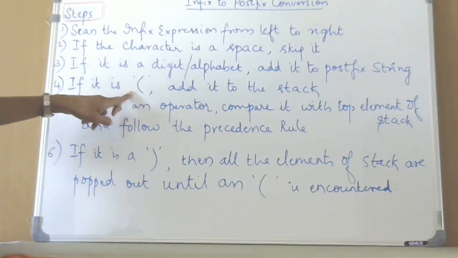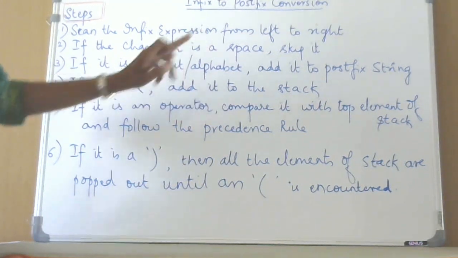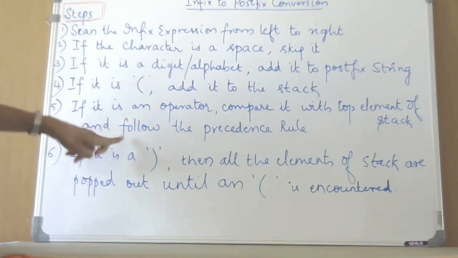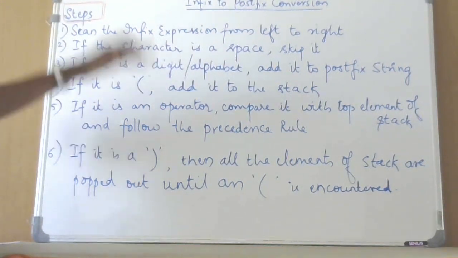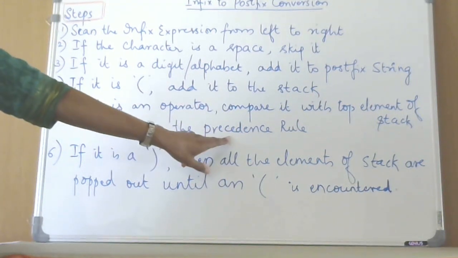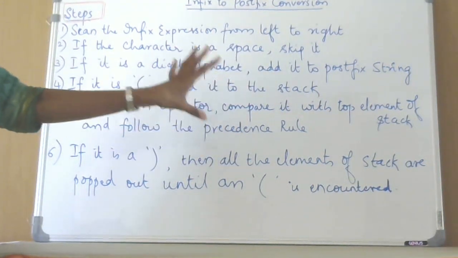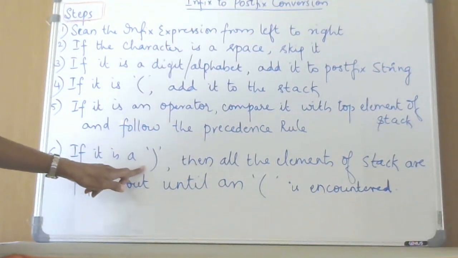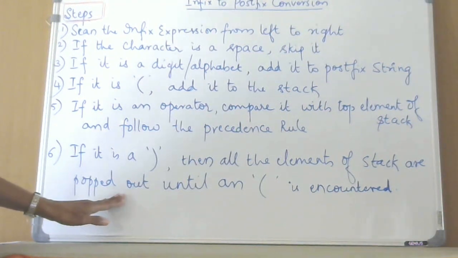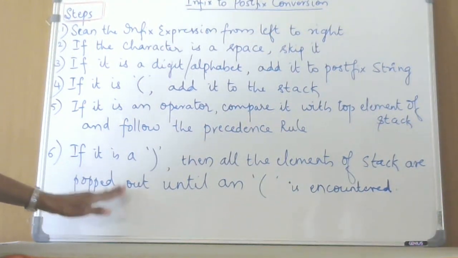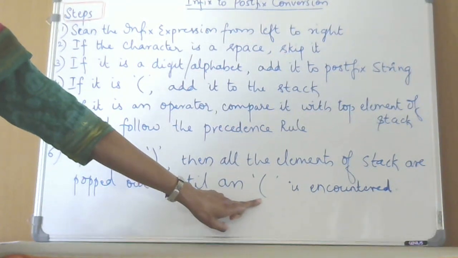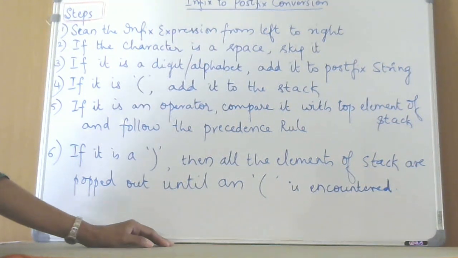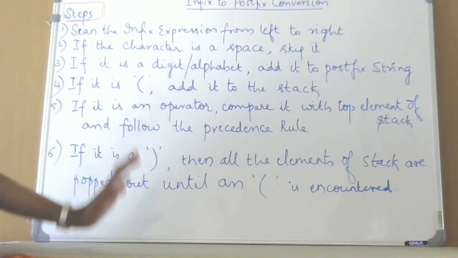If it is an open parenthesis, simply add it to the stack. If it is an operator, then we have to compare it with the top element of the stack and follow the precedence rule. When I do the examples, I will tell you exactly what the precedence rule is and how we compare the precedence and go further. If it is a closing parenthesis, then all the elements of the stack should be popped out and added to the postfix string until we encounter an open parenthesis. These are the steps that we have to follow, and we also have to write a program in C++ based on these steps.